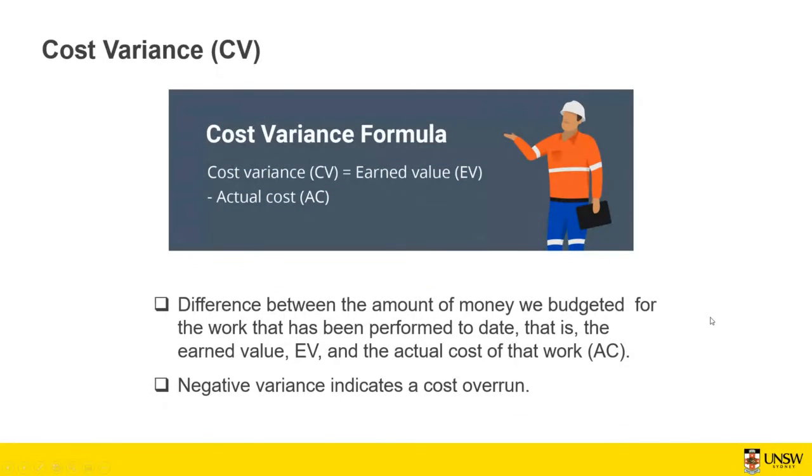The other thing is the cost variance. So cost variance is the difference between the earned value and actual cost. So go back to the example of the bathroom.